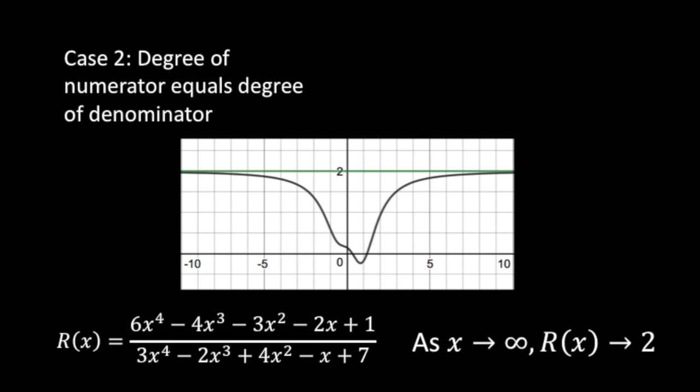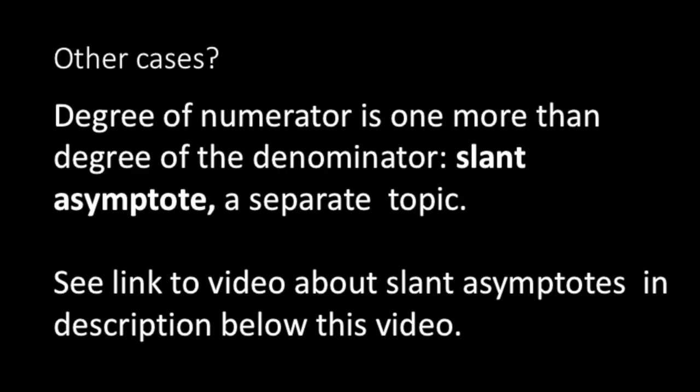And this is what it looks like on a graph. Complicated stuff around the origin, and as x goes to negative infinity or infinity, y goes toward 2. Are there other cases of horizontal asymptotes? What if the degree of the numerator is 1 more than the degree of the denominator? That's a slant asymptote, which is a whole separate topic. And that is covered in a video to which you can find a link in the description below this video.